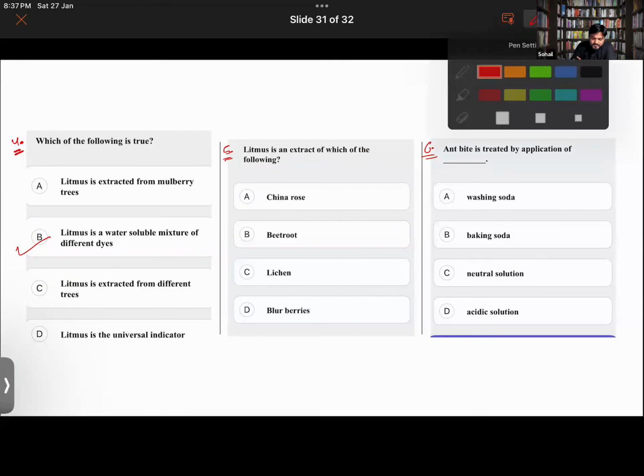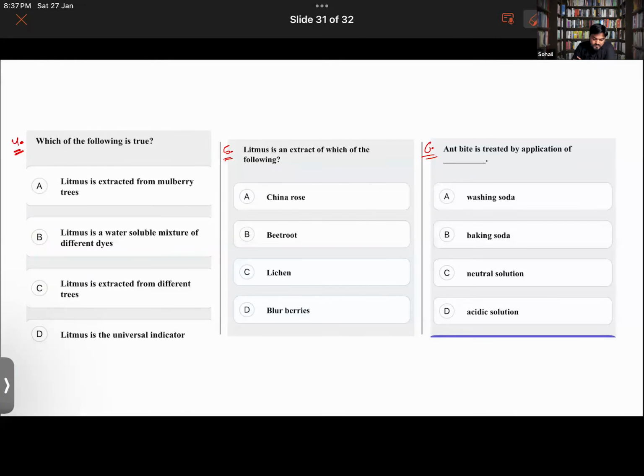Litmus is an extract of which of the following? Sir, it's lichens. C. Correct. Next.